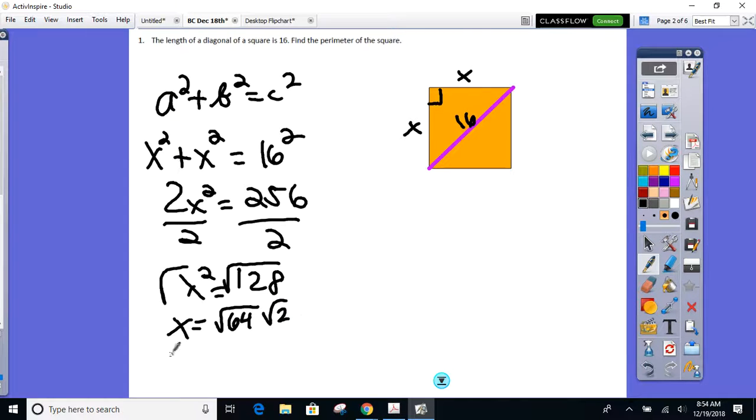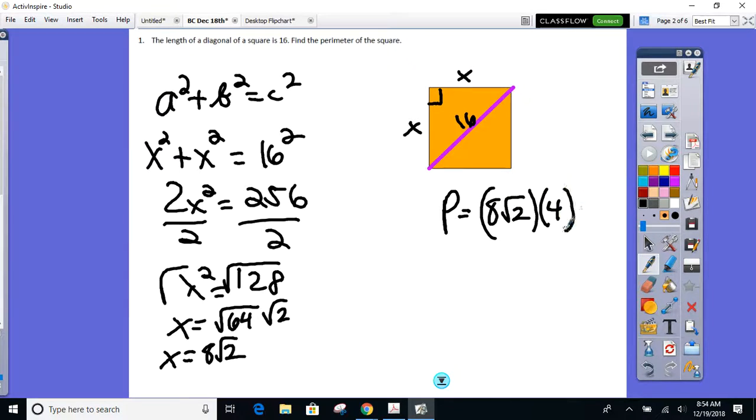So what is one side length here? Square root of 64? Yep, 8 radical 2. That's just one side length. I asked for the perimeter, so I can take 8 radical 2 and multiply it by 4. What can you multiply up there? The 8 and the 4. So my perimeter, 32 radical 2.